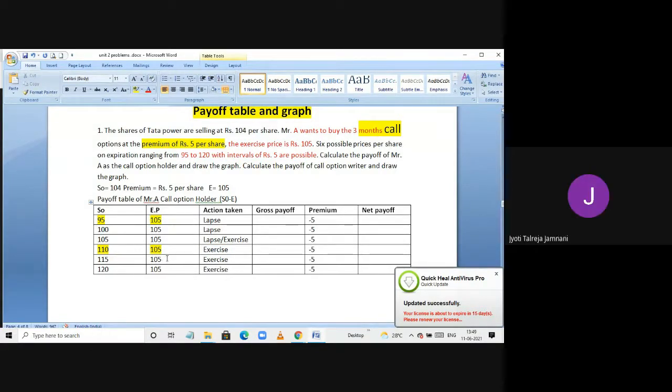Yes, ma'am. So if you look at the next prices also, he will exercise. 115 minus 105, 10 rupees gain. He will exercise. 120 minus 105, 15 rupees gain. So he will exercise the option. So for the first 3 prices, he will lapse the option. For the next 3 prices, he is gaining by doing S0 minus E. So he will exercise the option.